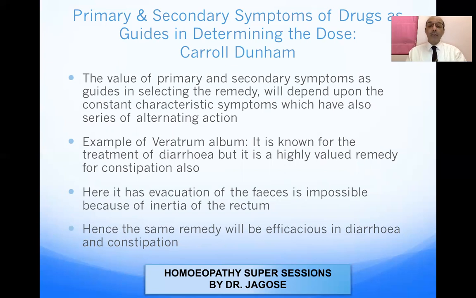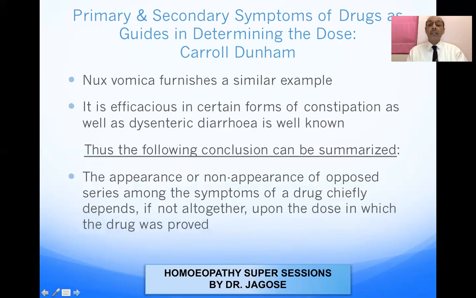Take the example of Veratrum album. It is known for the treatment of diarrhea, but it is also a highly valued remedy for constipation. Here it has evacuation of feces impossible because of inertia of the rectum. Hence, the same remedy will be efficacious in diarrhea and constipation. So we are seeing here the value of the primary and secondary symptoms as guidelines for selecting the remedy, provided they are constant characteristic symptoms which also have a series of alternating action. Nux vomica furnishes a similar example. It is efficacious in certain forms of constipation, as well as dysenteric diarrhea, as is well known.